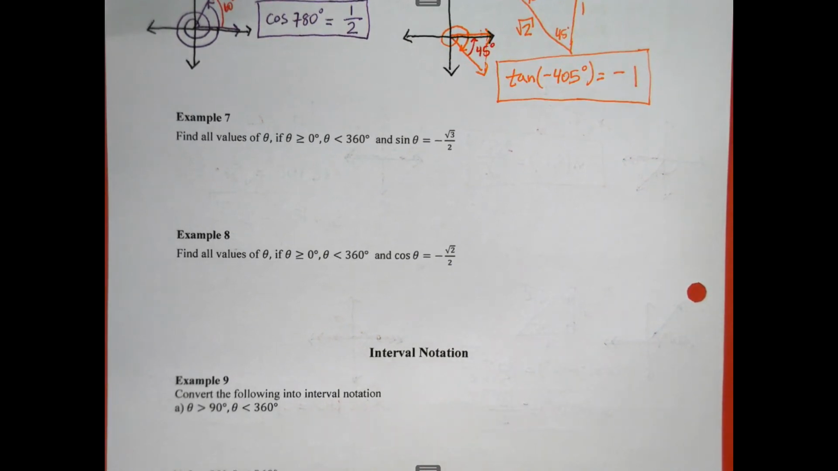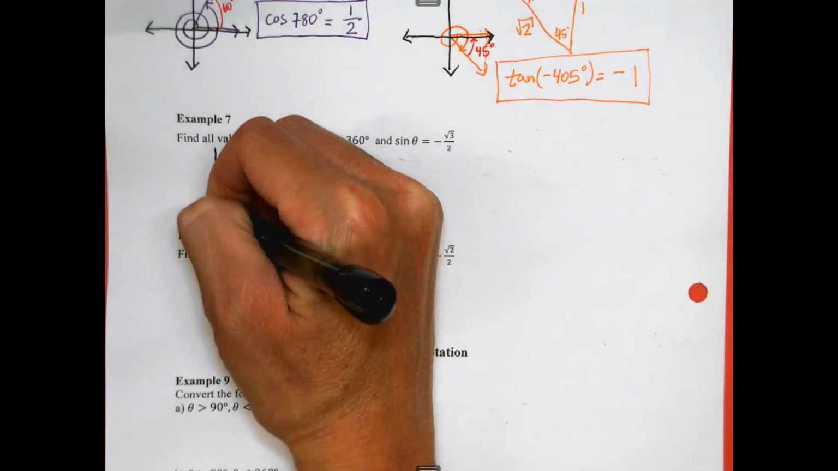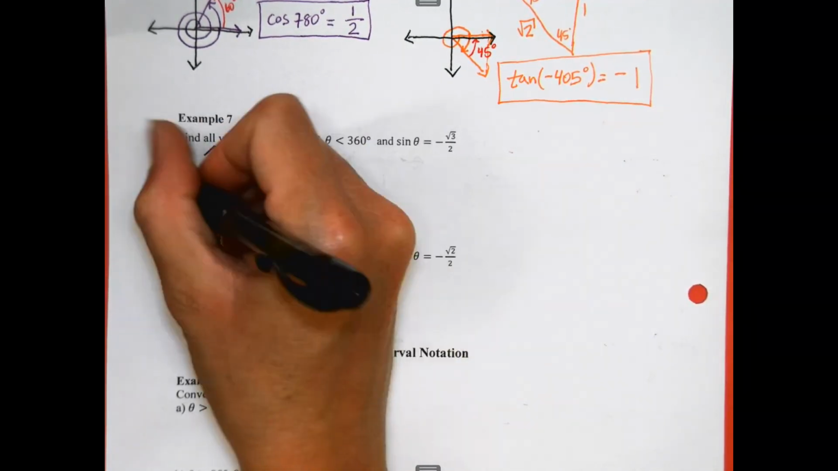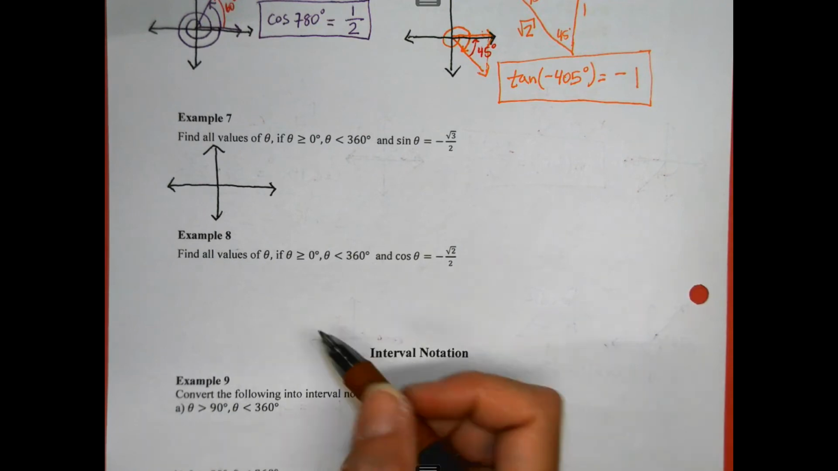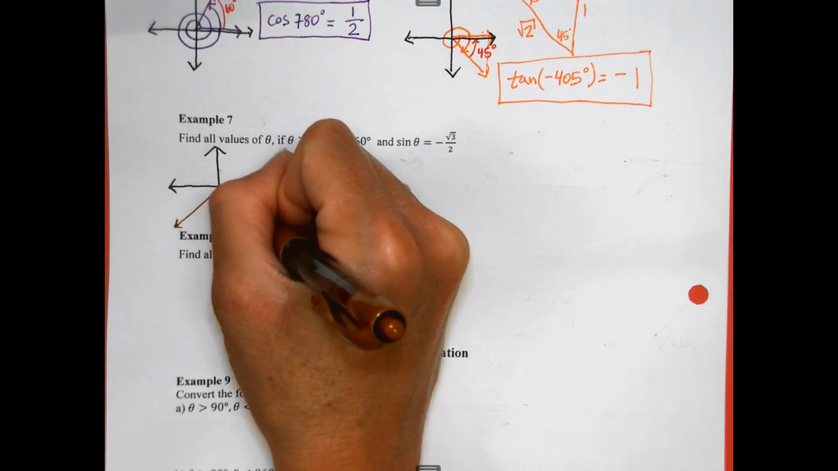Example number 7. Find all values of theta if theta is greater than 0 and theta is less than 360 degrees, and the sine of theta is negative square root of 3 over 2. So now we're essentially working backwards. So we want any angle where sine is negative square root of 3 over 2. So first off, we have to think about what quadrants sine is negative in. Well, sine happens to be negative in quadrant 3 and in quadrant 4.